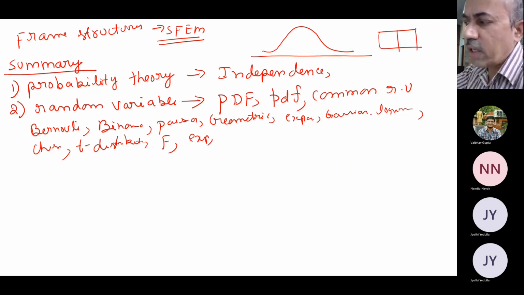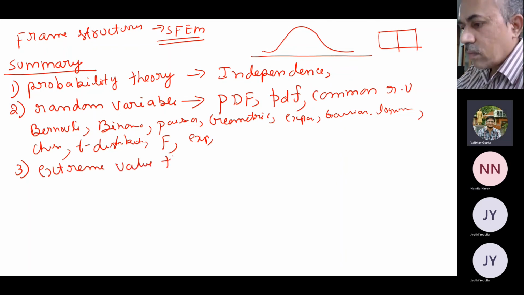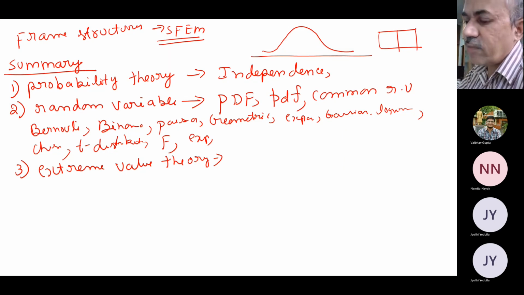Apart from this, there are so many other random variables, but these are some of the ones widely used in textbooks, and even in our practice also. Then after this, we also discussed extreme value theory. So what is extreme value theory? We said extreme value distribution.